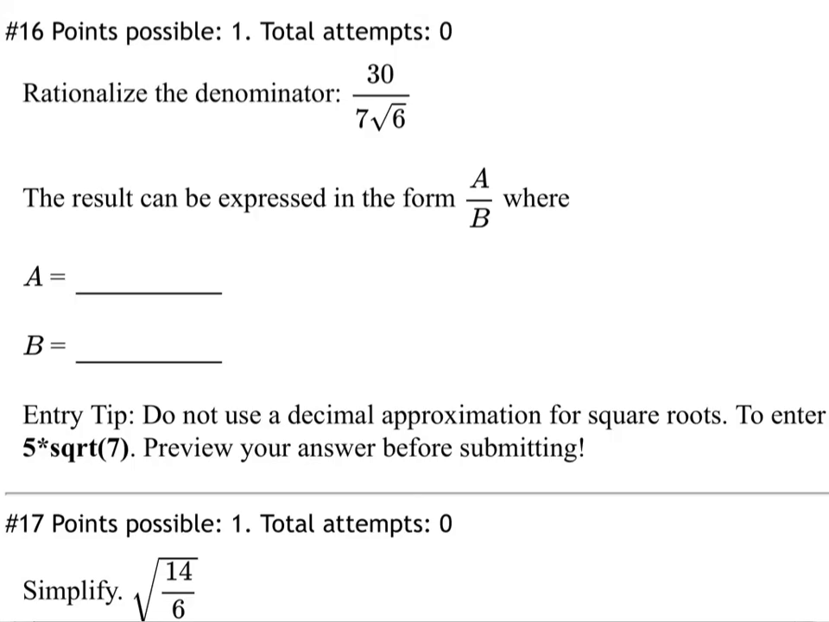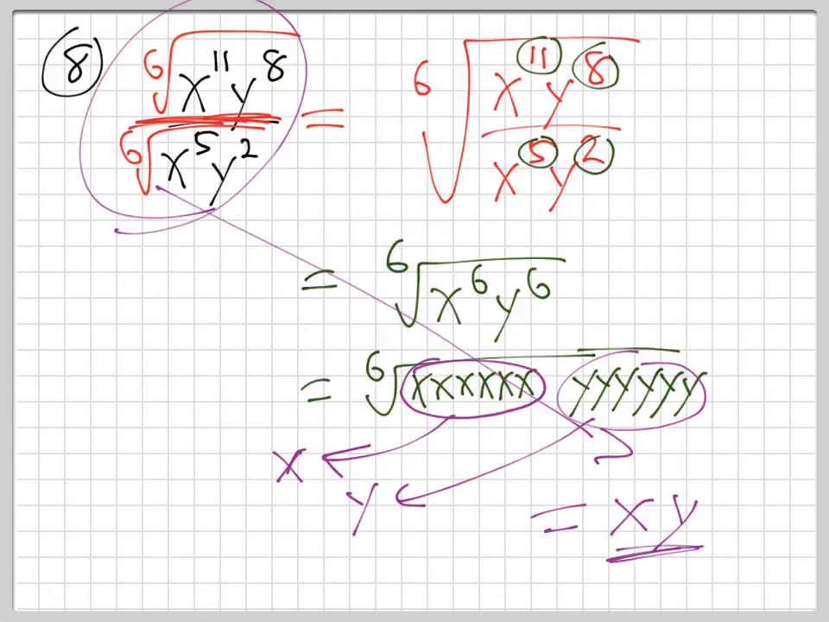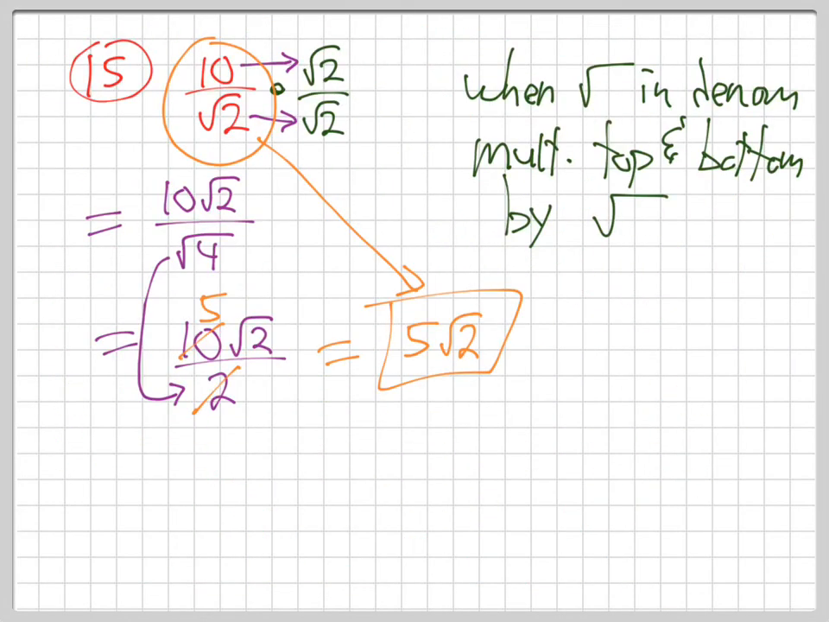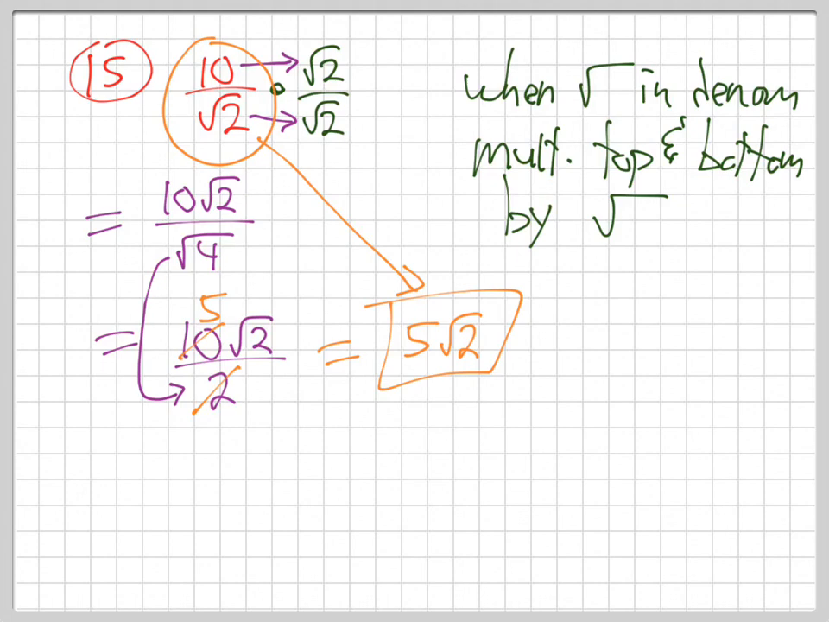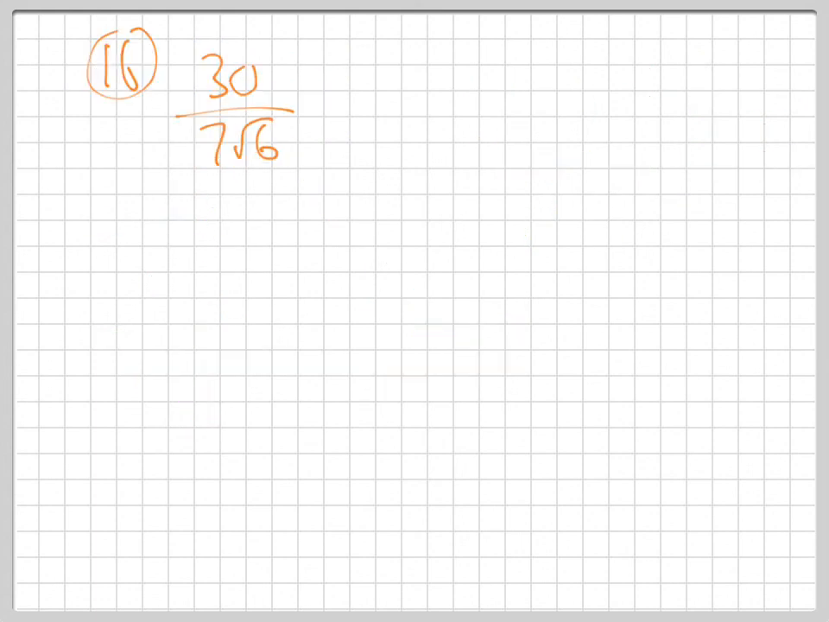30 over 7 root 6. That's beautiful. So technically that one, we're supposed to really eyeball that one. The 10 over 2. You're supposed to just see that 10 divides by 2. Yeah, for sure. You're right. You can just see it. Yep. All right, let's try that one.